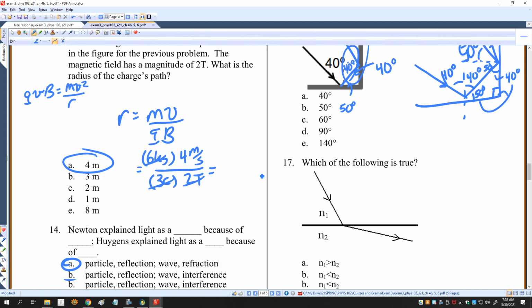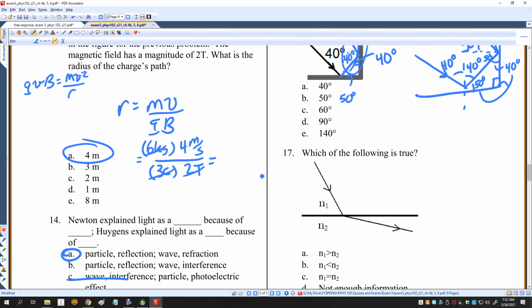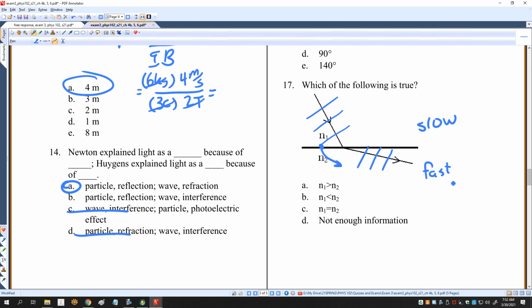And 17, which of the following is true regarding the indices of refraction? Draw my marching band. On this side, it's going to speed up, causing it to go here. So I know that I have a fast velocity here, relatively slow velocity here. That means that I have a big index, small index. So N1 is bigger than N2.